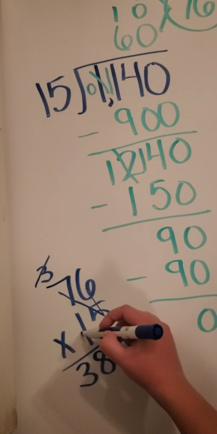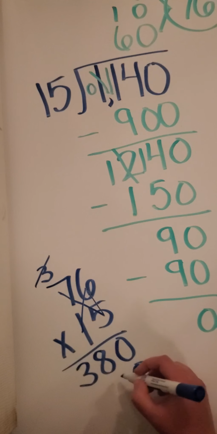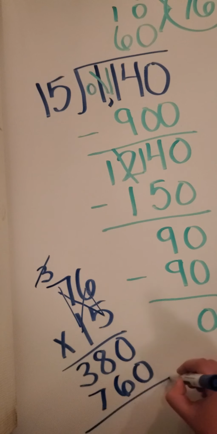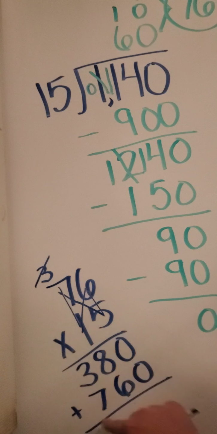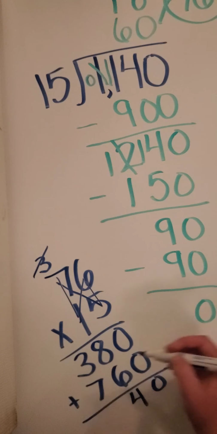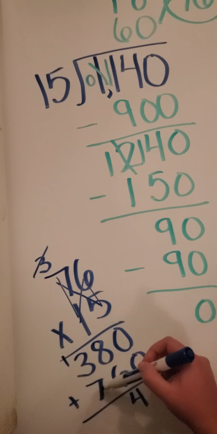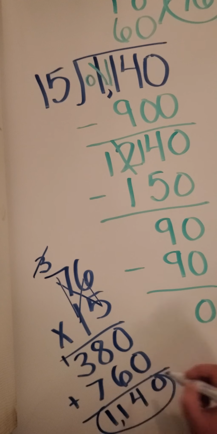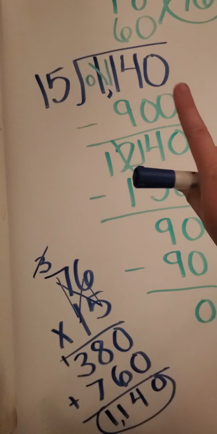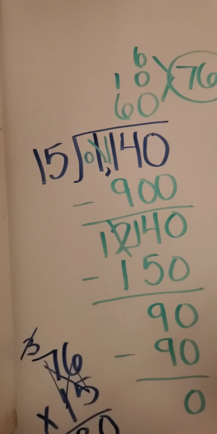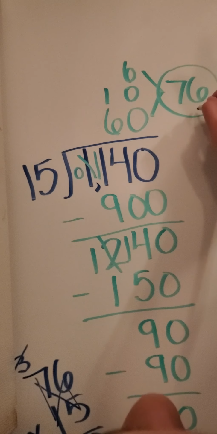All right, tens times the ones. 1 times 6 is 6. 1 times 7 is 7. I don't have a hundreds place, so I can go ahead and add these numbers together. 0 plus 0 is 0. 8 plus 6 is 14. Carry the 1. 3 plus 7 is 10. Plus 1 is 11. 1,140. And if we come up here, that matches with my dividend. So we are good to go. And that means that my quotient of 76 is correct.